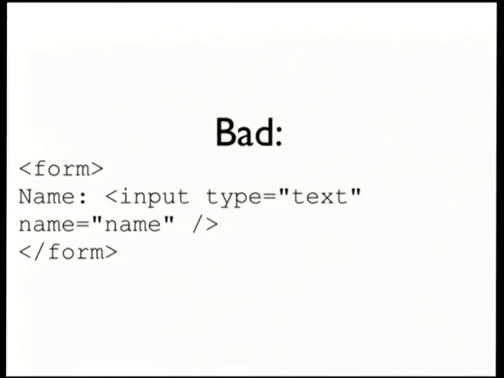Explicitly label all your form fields. I don't know how many people were in Ruth's talk yesterday, but she was talking about this. If you have just the label visually positioned next to the form field, that's all well and good, but the screen reader is just going down and reading the form field. So if you have code like this, where you have the form and then the name label, and maybe that's got some CSS on it to make it look pretty, and then the input, when you get to that input, the screen reader is only going to read out the form field.